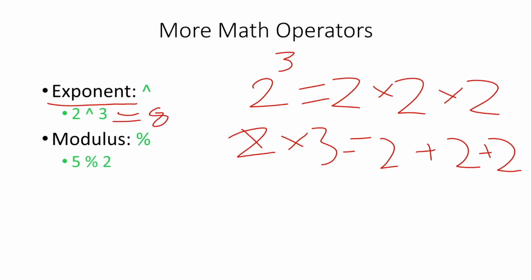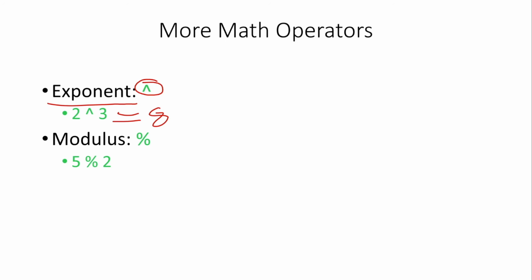In Java, the caret symbol is the exponent. Now let's look at the modulus operator. So, 5 modulus 2, in Java the modulus sign is the percentage sign. What is 5 modulus 2? Well, it is 1. Can you guess what it is?